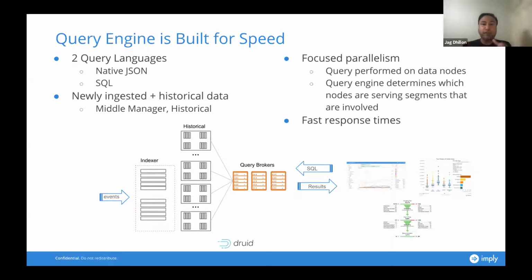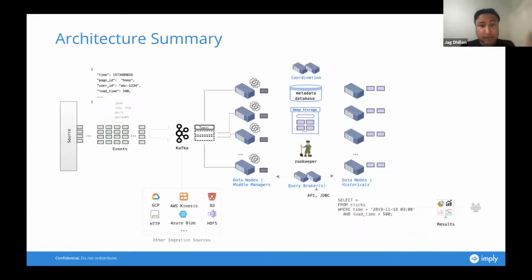So this is part of the whole architecture of the Druid solution, and this is a summary of it. You have the source data coming in, as we spoke about, the events, whether they come in JSON or CSV or TSV, Avro or Parquet. Most of the time, if it's streaming, it's coming via Kafka or Kinesis. Then you subscribe to the topic, and Druid indexes it in the data nodes in the middle managers.